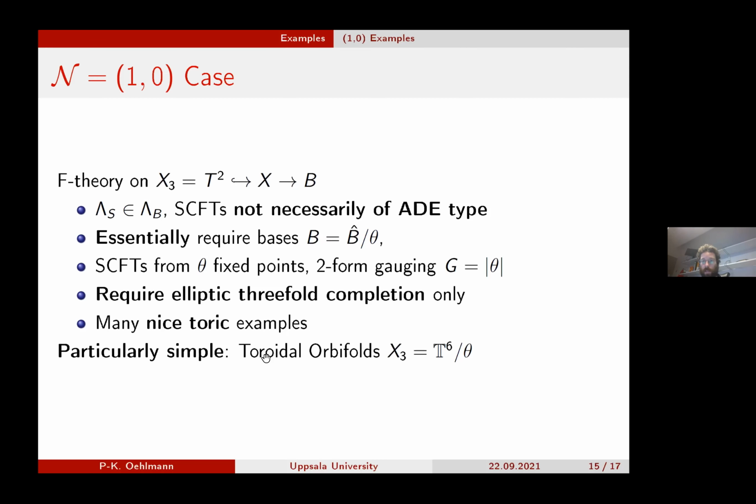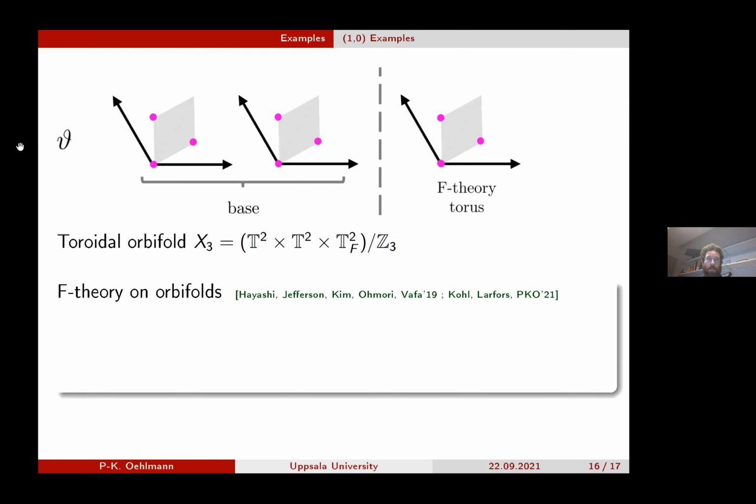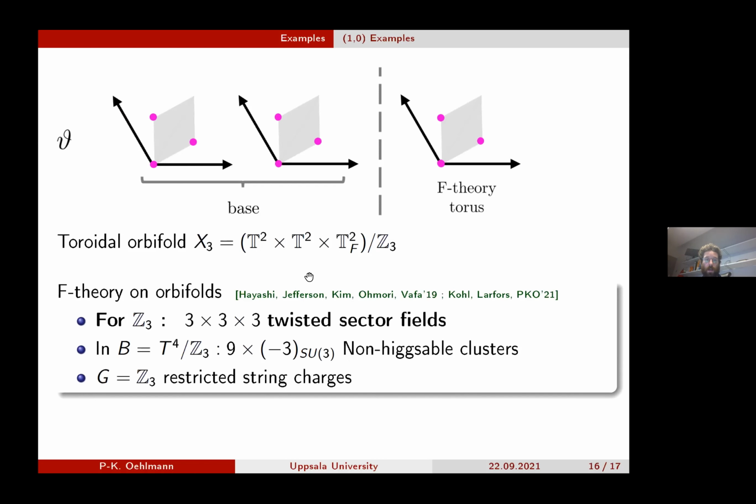And of course, there are a lot of nice examples, and the simplest example you can write down, I'm almost done, is that you take a toroidal orbifold like this. And this is the work I have done with Finn and Magdalena a little bit earlier this month. And you just take such a toroidal orbifold, since you have a torus here, you can, of course, always take an F-theory lift. And for this very simple Z3 quotient, what you find is actually that you find 3 times 3 times 3 twisted sector fields.